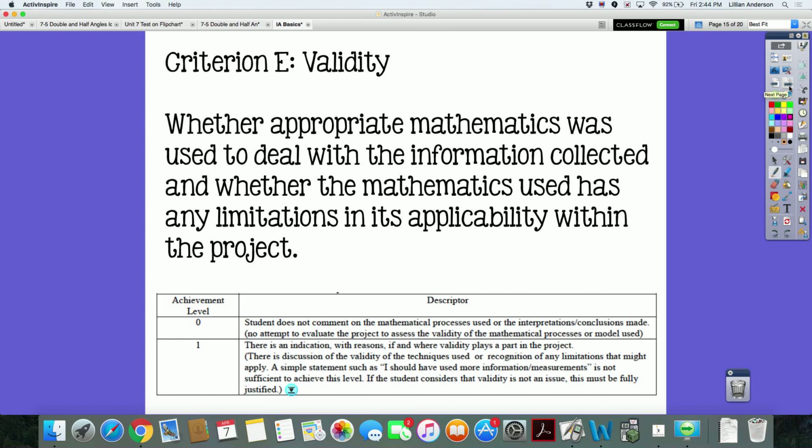From this point, everything's more structural. Validity is only at 1 point. It used to be at 2, but this is where that gray line was, where people really couldn't justify why they said it was a 1 versus a 2. This is where the appropriate mathematics was used to deal with the information collected, and whether the mathematics used has any limitations on its applicability within the project. Does your math make sense, and how does it make sense?